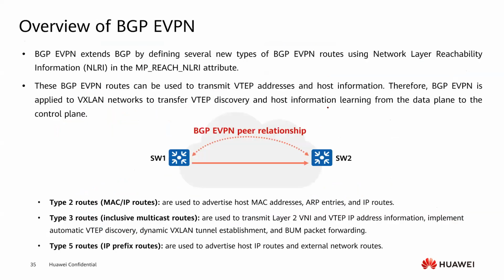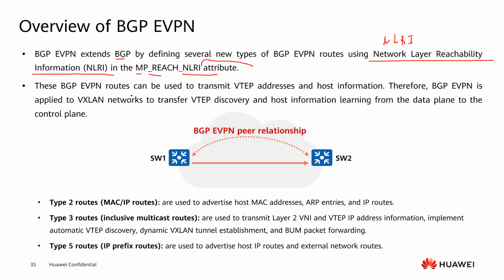Now let's look at the overview of BGP EVPN. BGP EVPN extends BGP. We should know that it is a sub-address family. It is a new address family for BGP. And it defines several new types of BGP EVPN routes using the network layer reachability information. If you are familiar with MPLS, you should know that its abbreviation is NLRI, all right? And this information is carried in the multiprotocol reachable NLRI attribute, all right? And so that is the question.